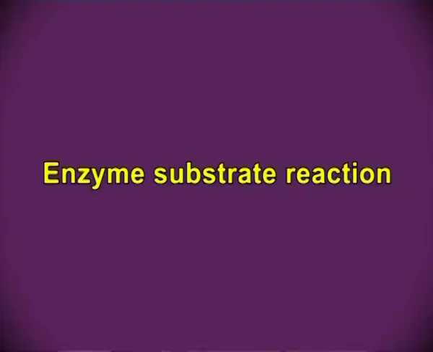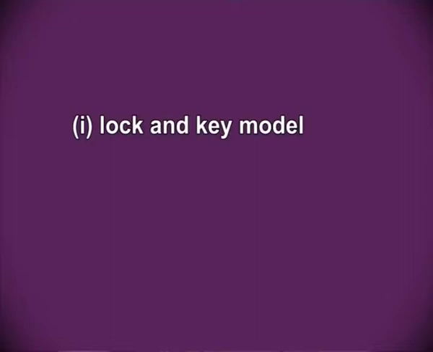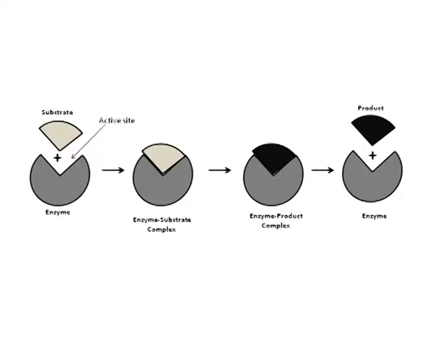Let's learn about enzyme-substrate reaction. Enzyme-substrate reaction is generally explained using two models: number one, the lock and key model, and number two, Koshland's induced fit model. In the lock and key model of enzyme-substrate binding, the active site of the free enzyme is complementary in structure to the substrate, as depicted in figure 2a. Thus, the substrate easily binds to its specific enzyme and forms an enzyme-substrate complex.